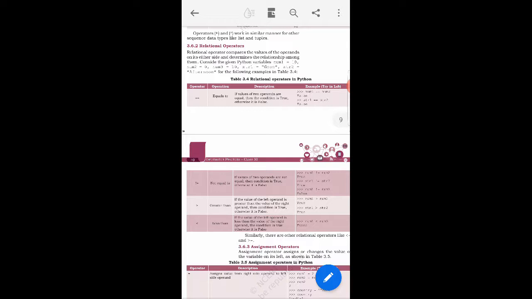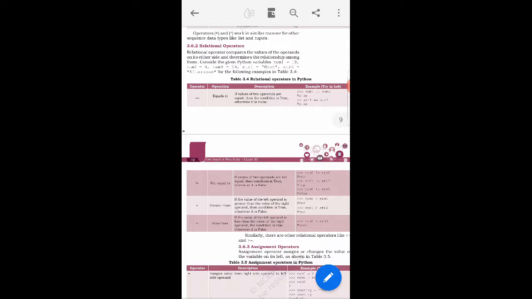Now string 1 is not equal to string 2. This is also giving the value true because good is not equal to afternoon. Similarly, num1 is not equal to num3. This is false because num1 is also holding value 10 and num3 is also holding value 10.